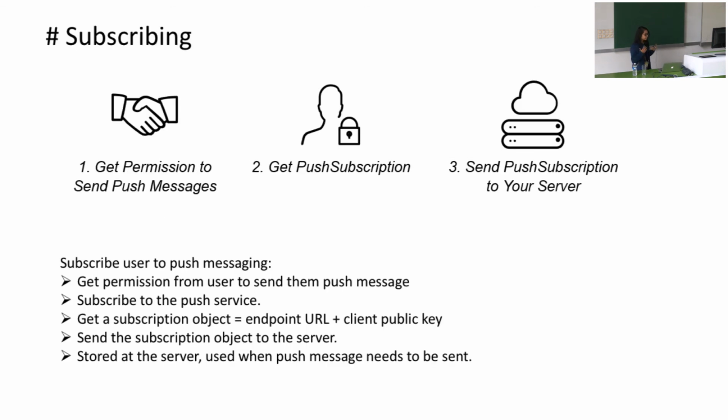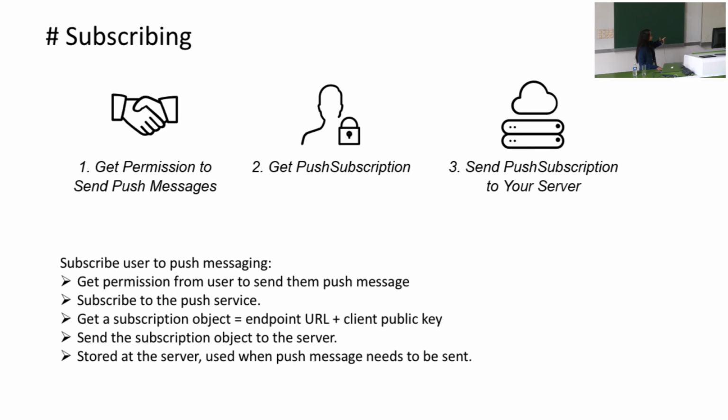So the life cycle starts with subscribing. What we do first is get the permission to send push notifications from the user. Next, we subscribe to the push service. Subscribing to the push service basically returns a subscription object which contains the endpoint URL where you want to push your notifications to, and also the client's public key. We are using the client's public key to encrypt the payload data.